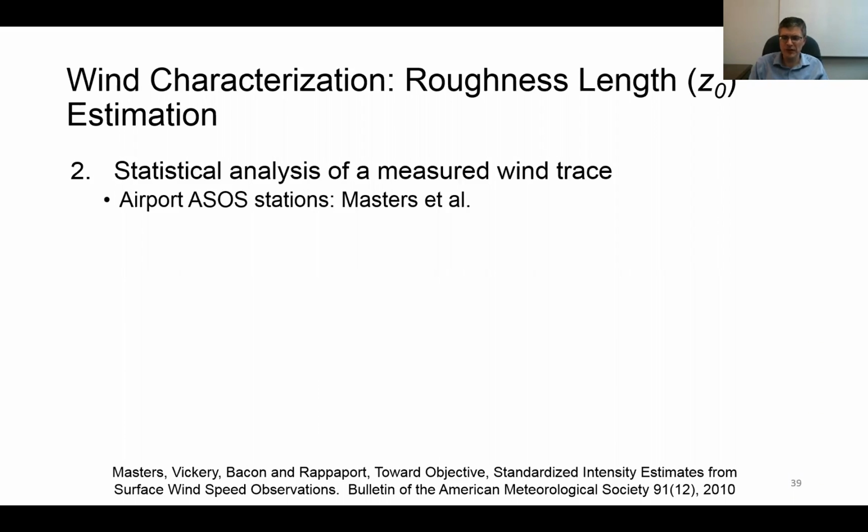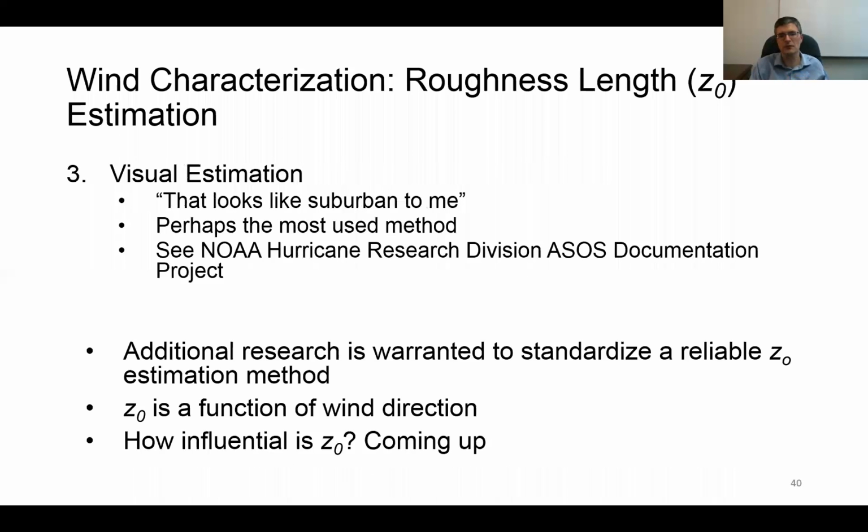There's a paper that was recently done by Forrest Masters, Peter Vickery, Fong Bacon and Rappaport in 2010, where they looked at these ASOS stations. These are automated surface observing stations that are set up at different airports and are constantly taking wind speeds. And if you determine which direction the wind was coming from, you can analyze that wind trace to pull out what a Z naught value might be. The question then is standardizing what the methodology should be, and that's a whole other webinar in itself, so I won't get into the details. But it is an active area of research.